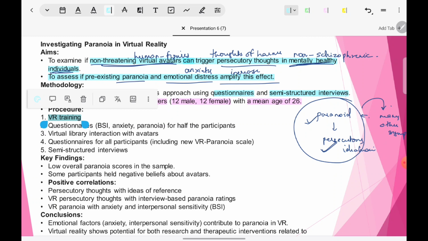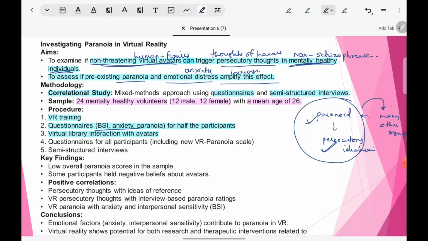Firstly, all 24 participants were given training in VR, how to wear the headgear and how to use the controller to move around in the VR environment. Next, half of them had to answer certain questionnaires. Why, we will see in the evaluation. Why only half had to answer? These questionnaires had to do with BSI and anxiety. All the details of these questionnaires, like the Spielberger State Anxiety Questionnaire, are there in the textbook. You must learn from there. You must know all the details.